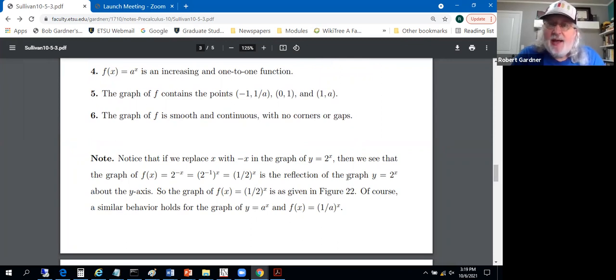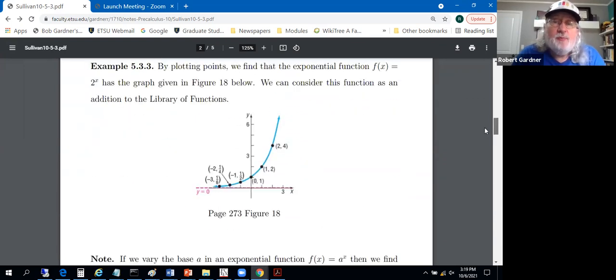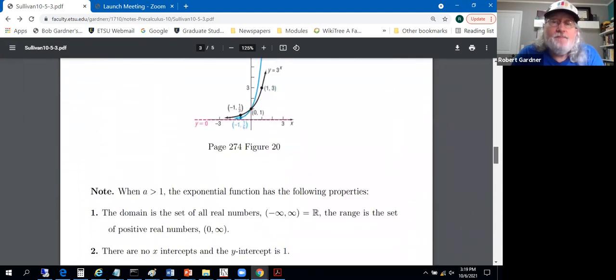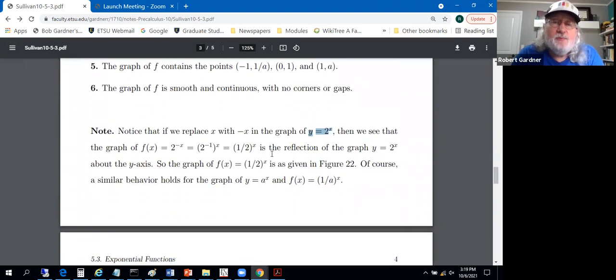We're going to analyze that by considering y equals 2 to the x and y equals 1/2 to the x. So if we replace x with negative x in the graph of y equals 2 to the x, and you know what the graph of this looks like, we added it to the library on the previous page. So we're talking about this function from figure 18, f of x equals 2 to the x. Suppose we replace x with negative x.